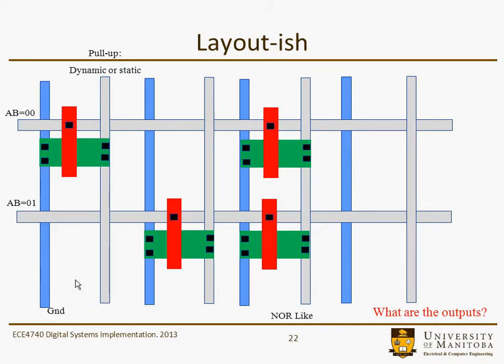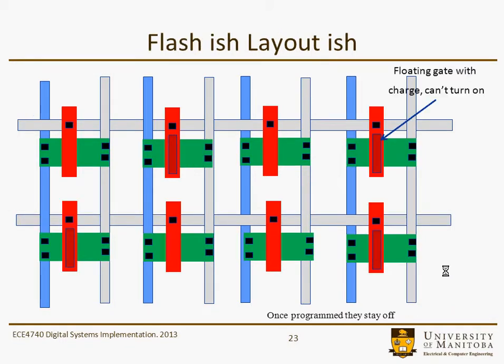And you might ask yourself, what are the outputs here? And hopefully you can identify this would be an output line, this would be an output line, this is an output line, this is an output line. So the placement of the transistors basically provides you the memory content.